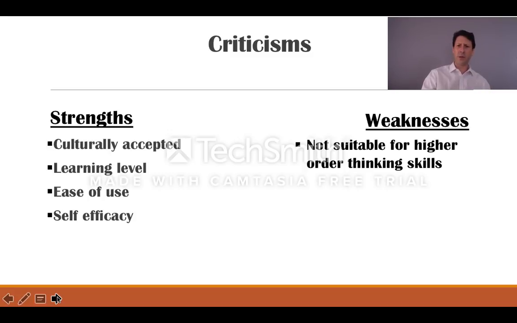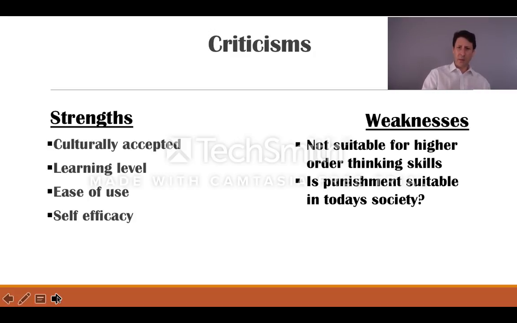Behaviourism isn't necessarily suitable for higher order thinking skills. I wouldn't use behaviourist concepts in a lesson that was trying to encourage problem solving or creativity even. Is punishment acceptable or ethical in today's society? We have so many resources as educators, and we have so many resources at our disposal. Do we really need to punish students anymore?